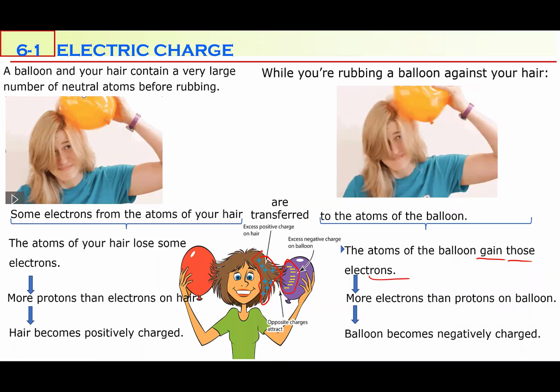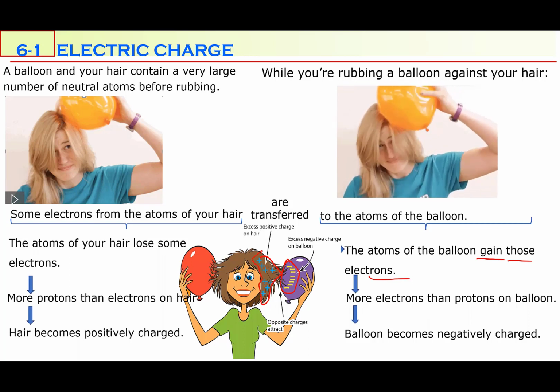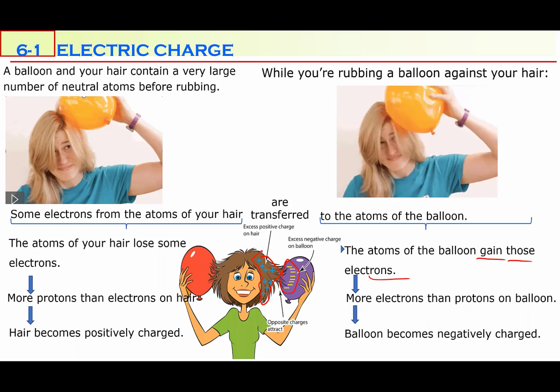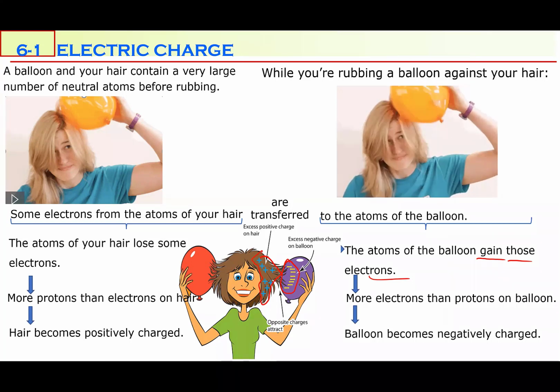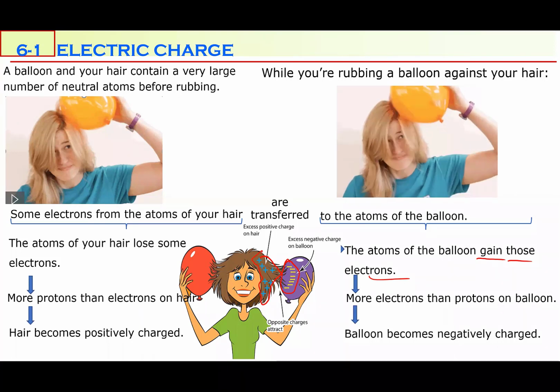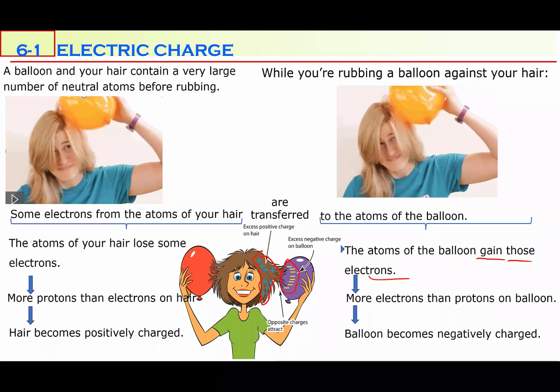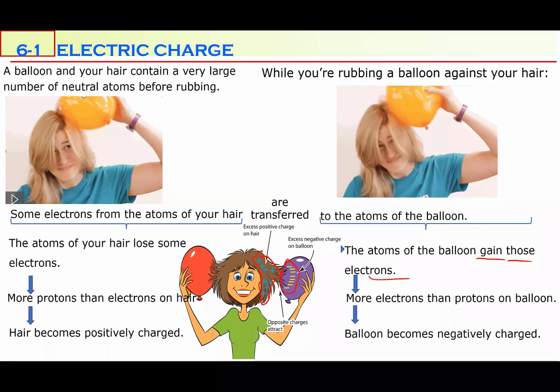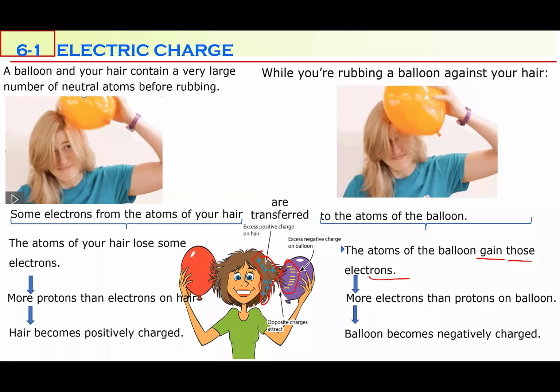Teacher, what was the reason that the balloon became negative? Because electrons are leaving your hair and going to the surface of the balloon. So that's why the balloon gains extra electrons from your hair. Extra electrons mean a negatively charged object. But because electrons are leaving your hair, the number of electrons decreases, which means the number of protons in your hair becomes greater. That's why your hair becomes positively charged. You got it? Yes, thank you. Any questions?